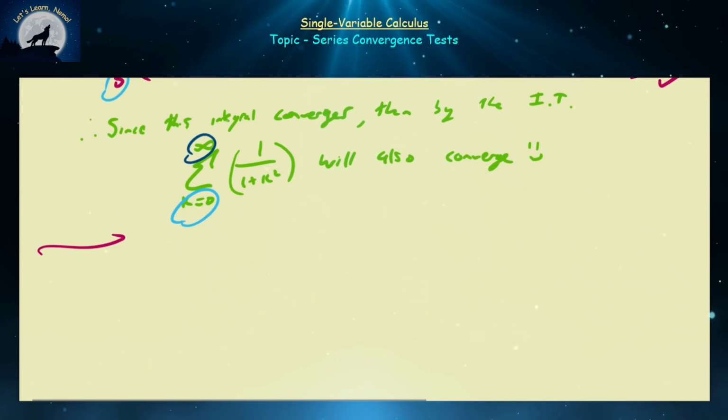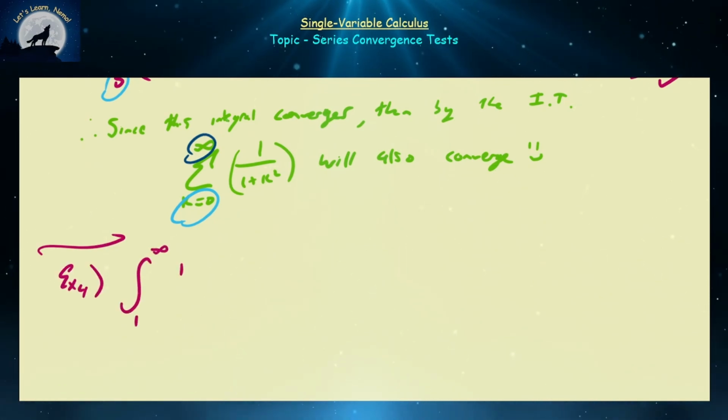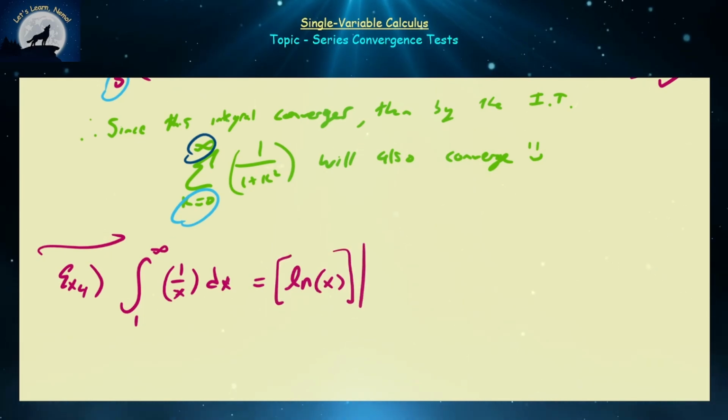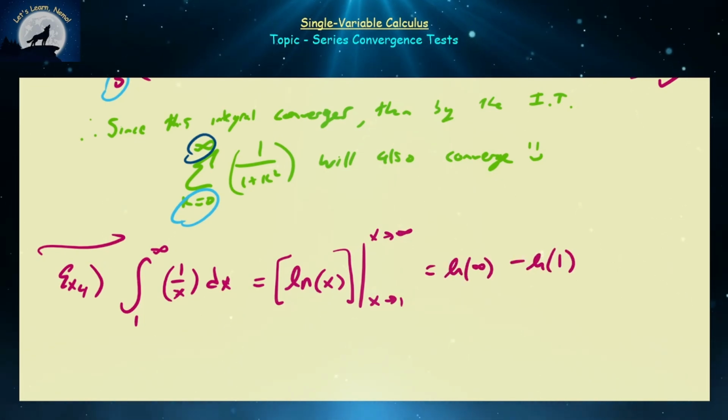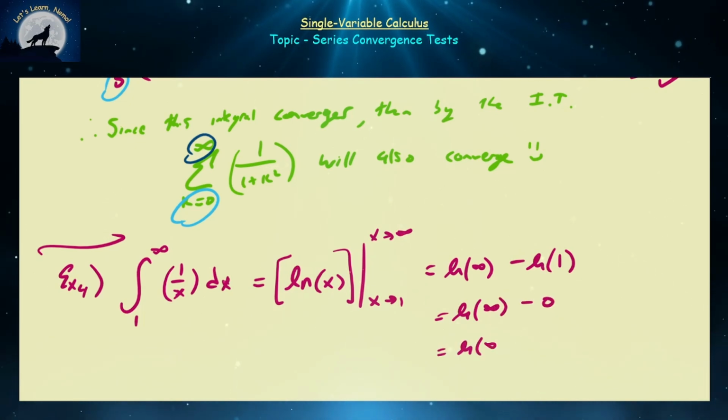Let's actually do one more example. Let's do the integral from 1 to infinity of 1 over x dx. You should know that by the Riemann zeta function or the p-series test, this will diverge, but let's show it in a different way. So this is going to be equal to the natural log of x. And obviously, x needs to range from 1 to infinity. That's going to be equal to the natural log of infinity in the limit, minus the natural log of 1, which is equal to the natural log of infinity minus 0, which is the natural log of infinity, which is not a real number.